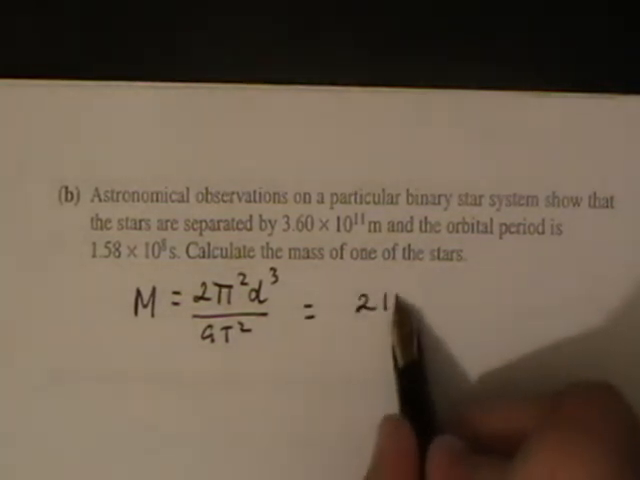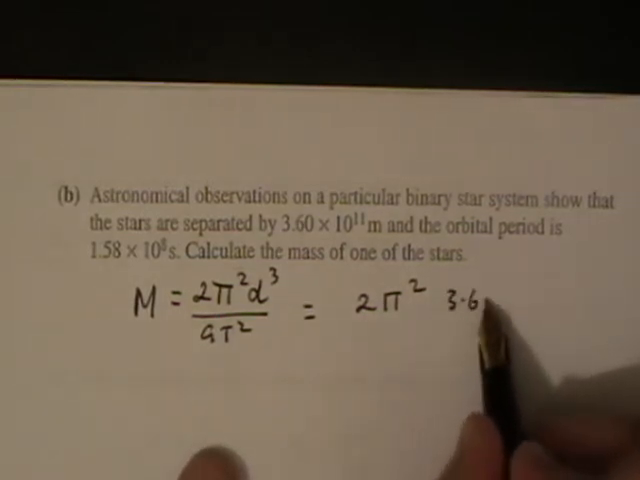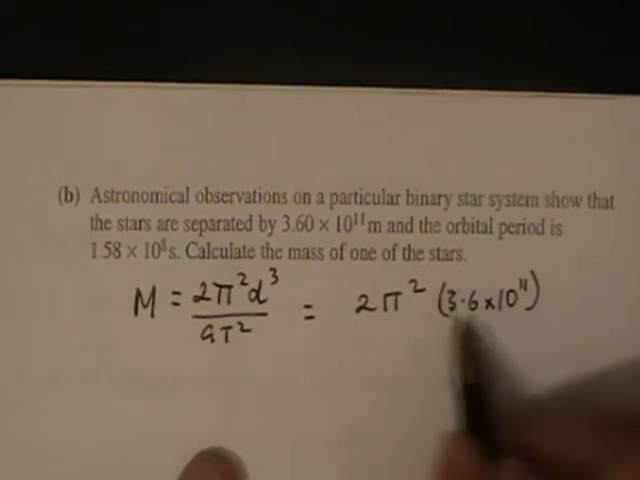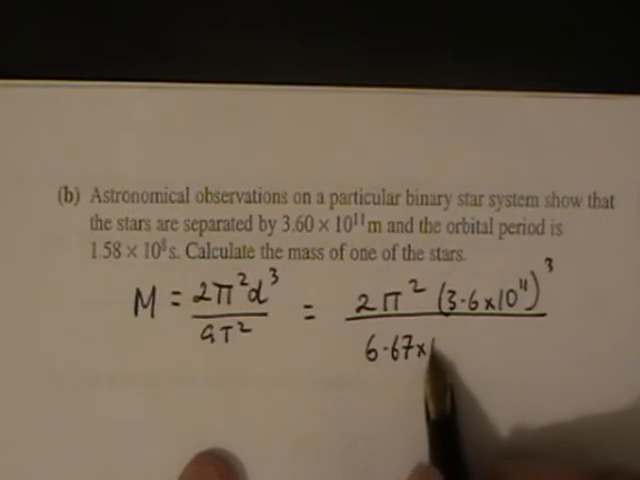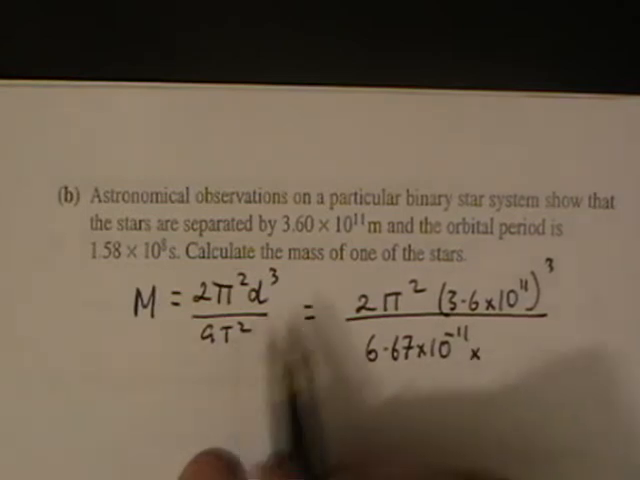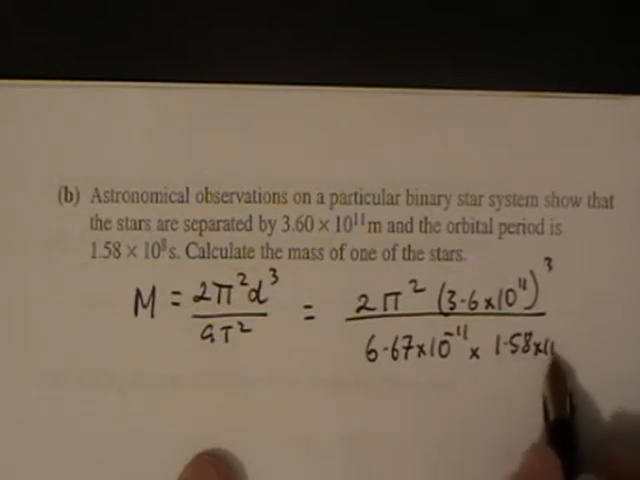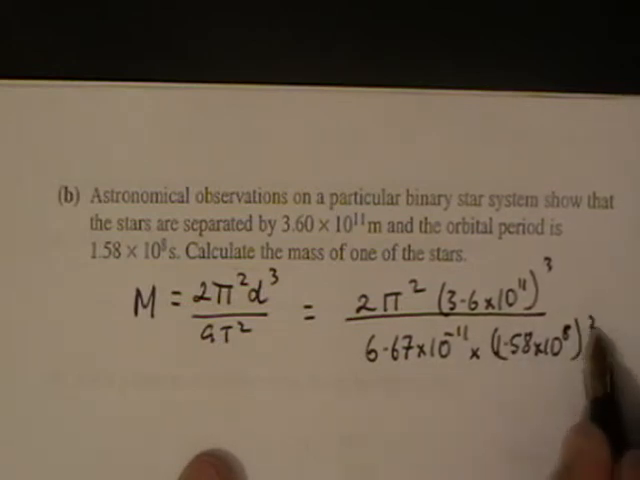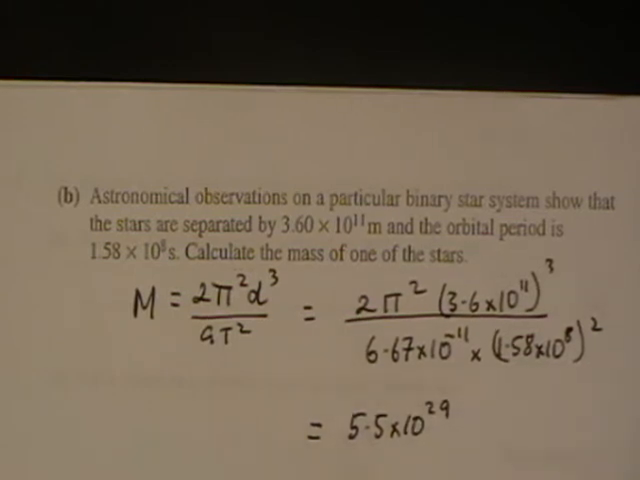So it's 2 pi squared, separated by 3.6 times 10 to the 11. That's going to be cubed, divided by 6.67 times 10 to the minus 11 times T, which is 1.58 times 10 to the 8 seconds, and so we're going to square that, fill all those values in, and that gives a mass of 5.5 times 10 to the 29. So 5.5 times 10 to the 29 kilograms.